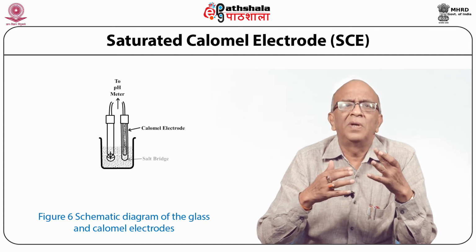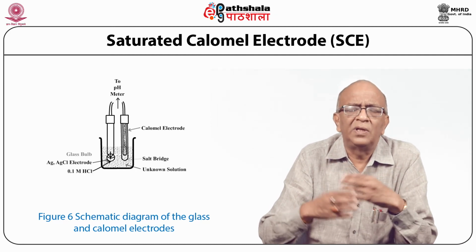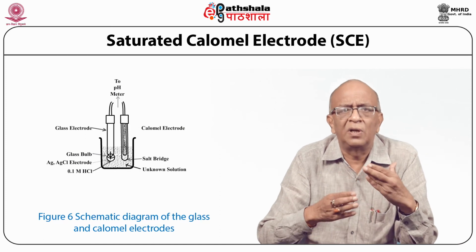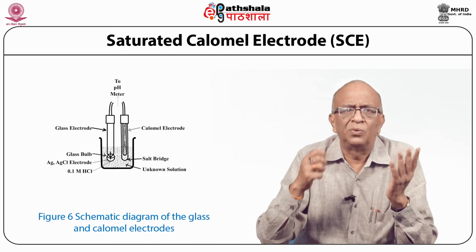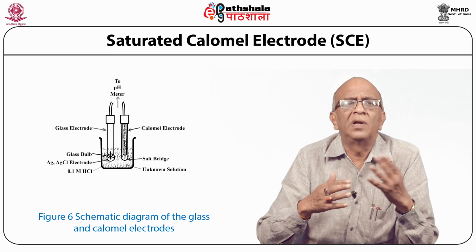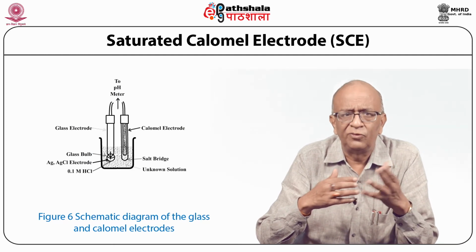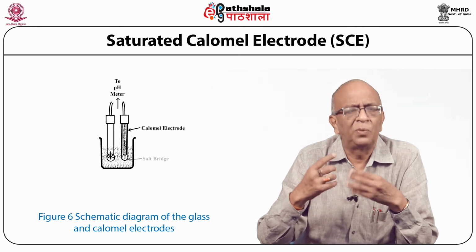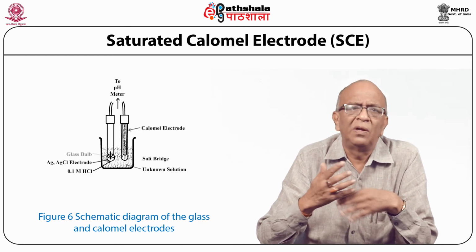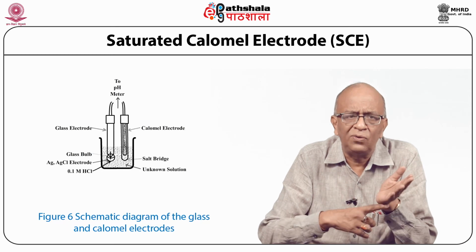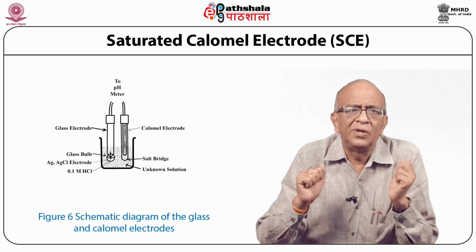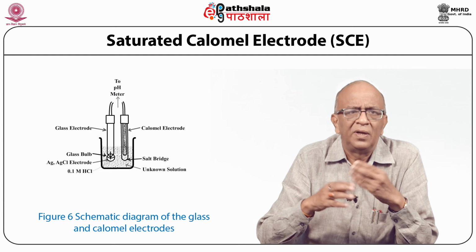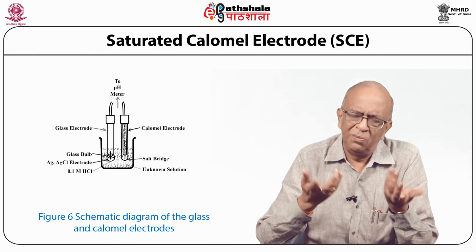Its potential remains constant and we measure the potential of the working electrode in reference to the saturated calomel electrode which we have taken. Similarly, we can also take silver chloride electrode. Its potential remains fixed. It is a well-known potential, and in reference to that, the potential of the indicator electrode is measured. Indicator electrode may be of different types.